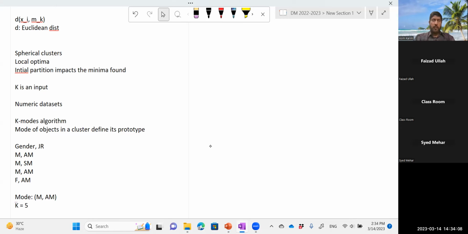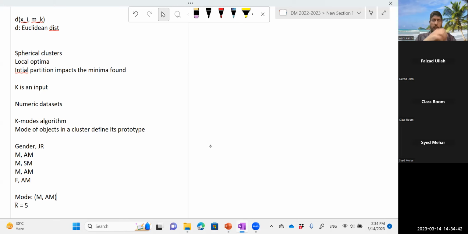So if your data set is categorical, all attributes are categorical, then you can use this K-modes approach. The rest of the algorithm remains the same. You start with some initial partition of the data, then you compute the modes of each partition. You then assign each object to the mode which is closest or most similar, and then you repeat the assignment and mode computation until there is no change.